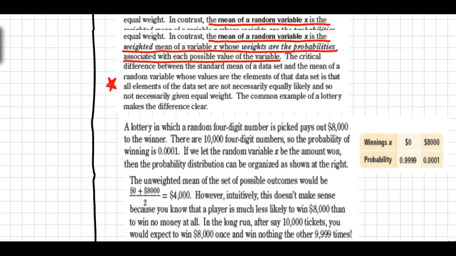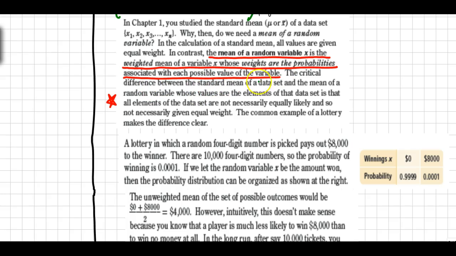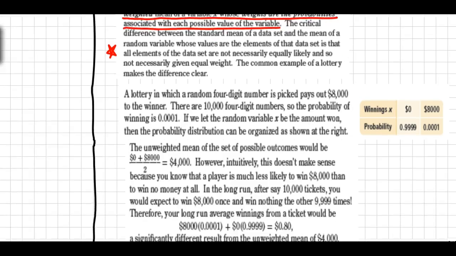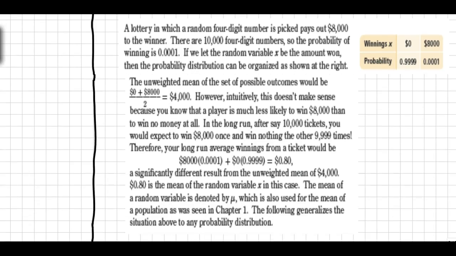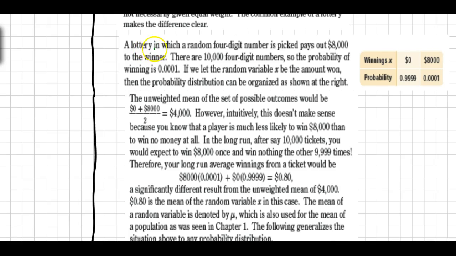Let's continue to read what the book says. The critical difference between a standard mean and the mean of a random variable is that all elements of that data set are not necessarily equally likely, so it's not necessarily given the proper weight. A common example is a lottery. Some of you are probably not old enough yet to play the lottery, but you're probably familiar with what it means to play. A lottery in which a random 4-digit number is picked pays out $8,000 to the winner. There are 10,000 4-digit numbers that are handed out. So then the probability of winning is 1/10,000th, or 0.0001.